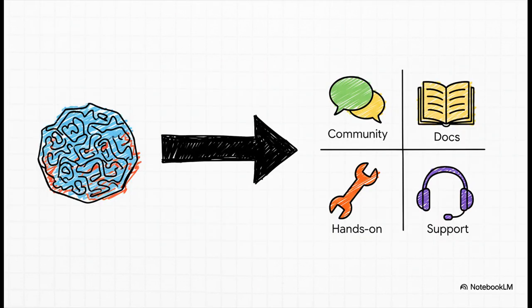So, the maze, it's gone. What you have now isn't just a list of links. It's a mental framework. It's a whole strategy for navigating the vast world of AWS information with confidence, so you can spend way less time searching and way more time building.